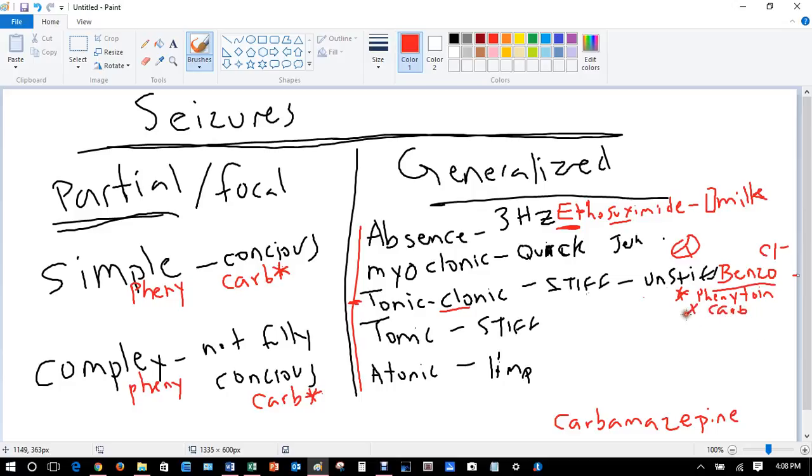So really a good drug. In every instance where it's used, being simple, complex, and tonic-clonic, it is first line in all instances. So that's a good thing to remember. But it's only used in those three situations.